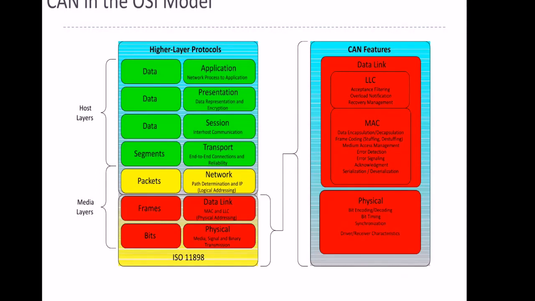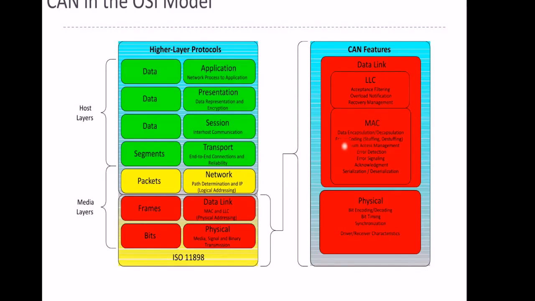The CAN protocol also deals with the data link layer. The data link layer has the MAC and LLC, which is physical addressing. It does the acceptance filtering: whatever messages the physical layer is sending, no protocol will send them in a raw way, so it has to filter out some of the noise. If there is any overload, it will do the overload notification, and if there is any loss, it will do the recovery management.